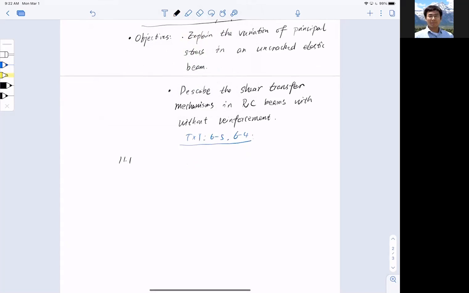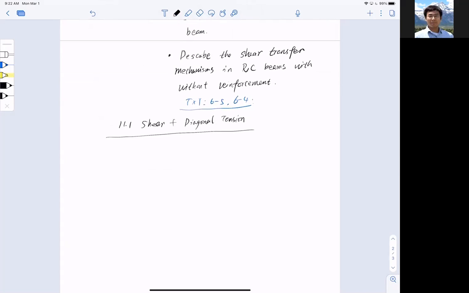Now, first of all, let's talk about shear design. So 11.1, first thing, shear plus diagonal tension. Diagonal tension. All these are new terms, so watch out for it. So before we start everything, let's review a little bit of mechanics and materials. I want to take a look at the stress in an uncracked elastic beam.